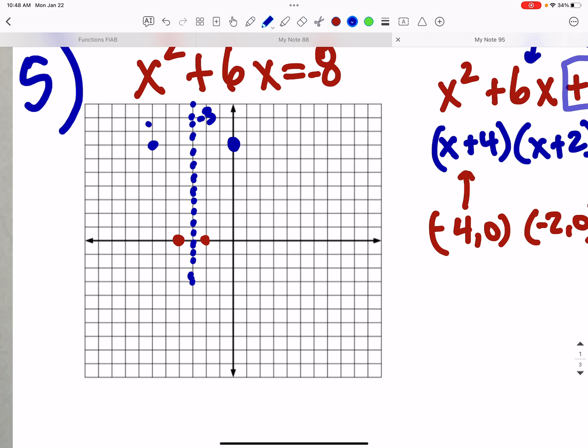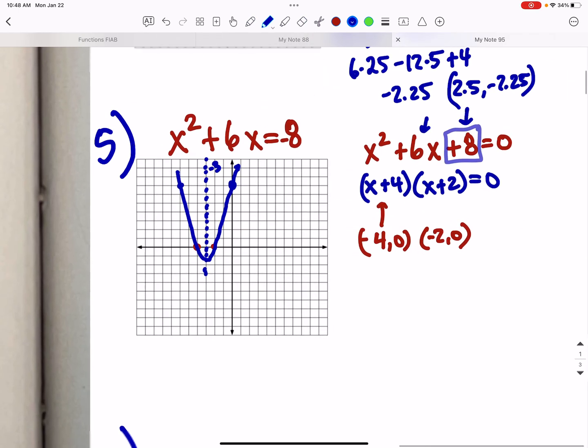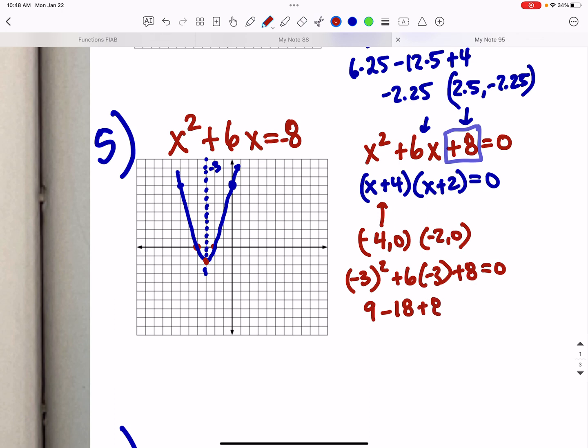So I know this graph is going to come down like this, hit this guy, keep going down, turn around, come up, and hit this guy. Do I need to find that spot? I don't think so, but if I wanted to, I could plug in -3 into the equation. -3 squared plus 6 times -3 plus 8: I've got 9 minus 18 plus 8, and I've got -9 plus 8 equals -1. So it was at -1 right there.